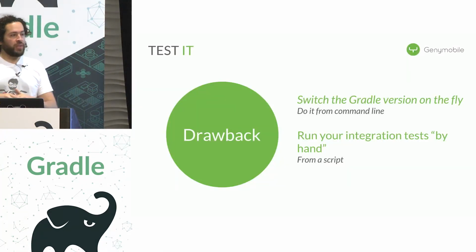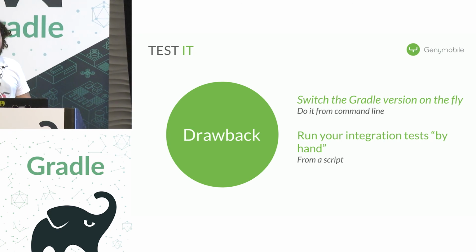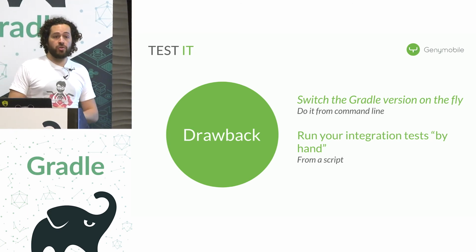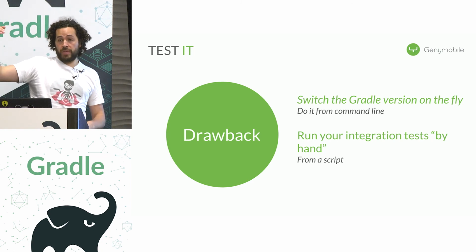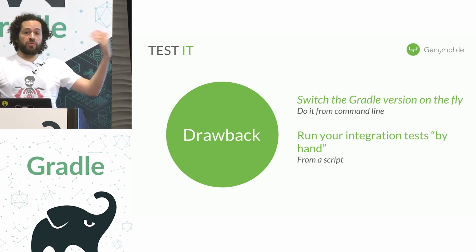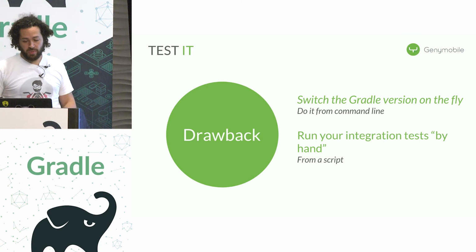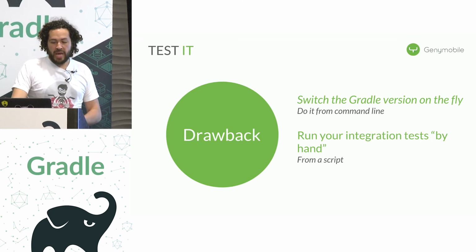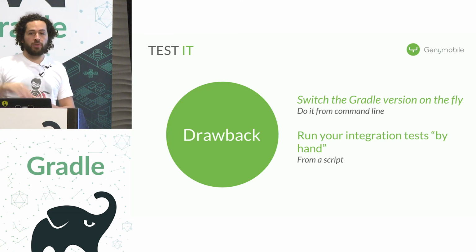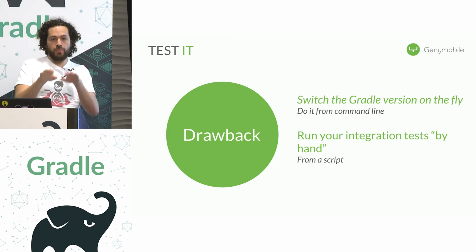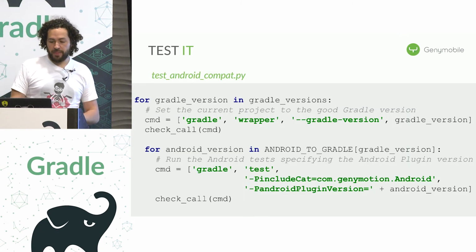One drawback of this methodology is that you must switch the Gradle version on the fly, because for each version of the Android Gradle plugin, you have one version of Gradle that is compatible with it. And another drawback is that you must run all these tests from your CI, with a script on your CI, and you cannot do it directly with just a simple Gradle task.